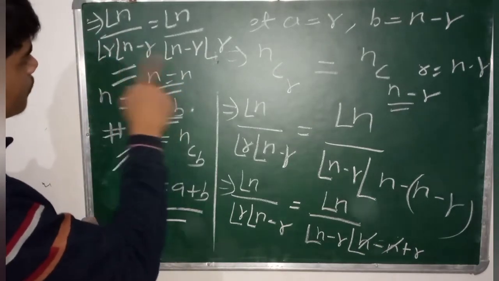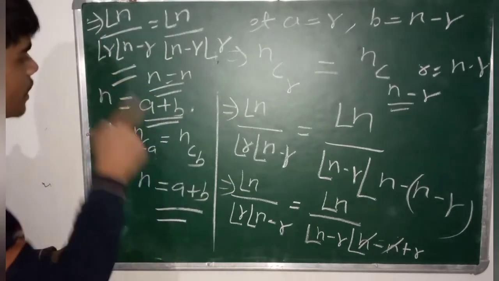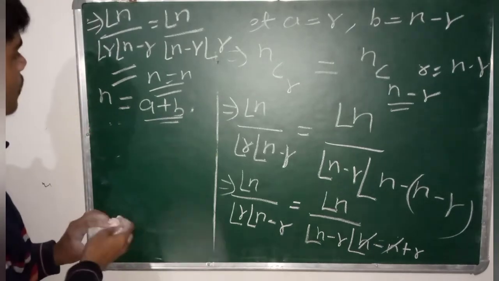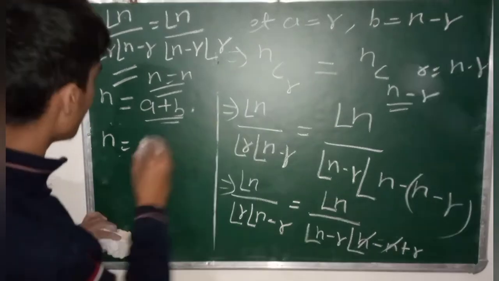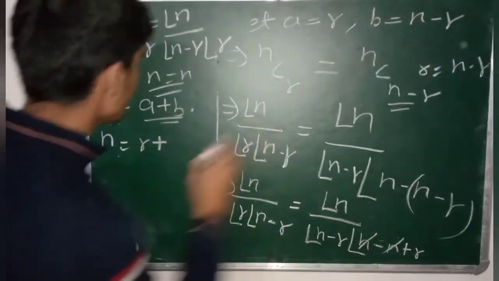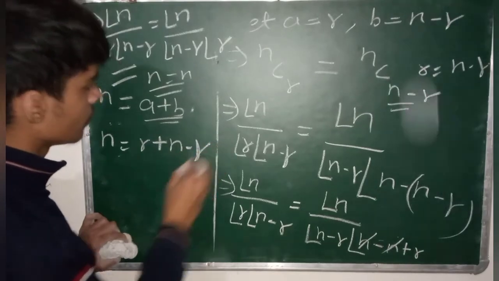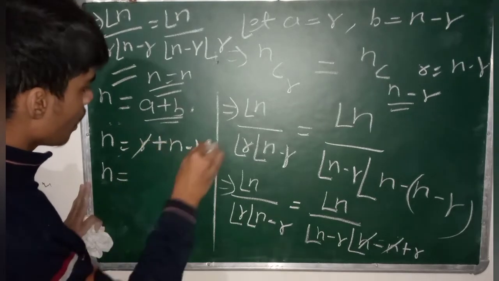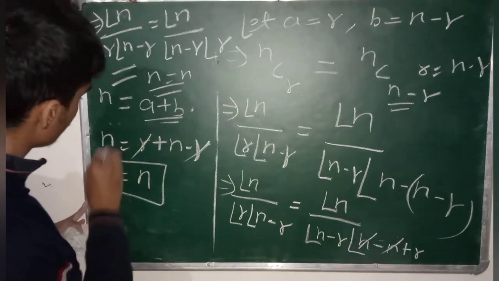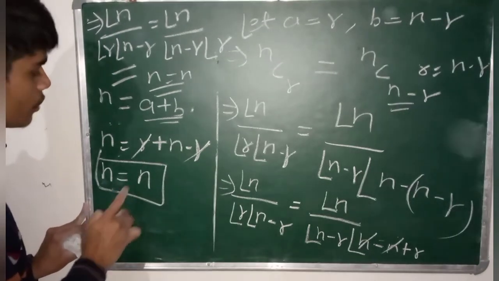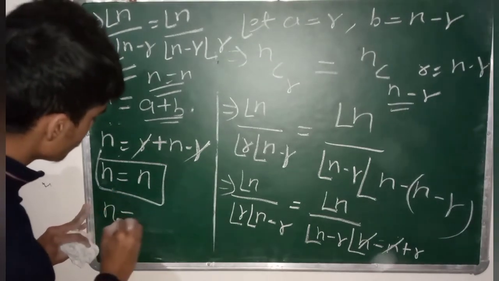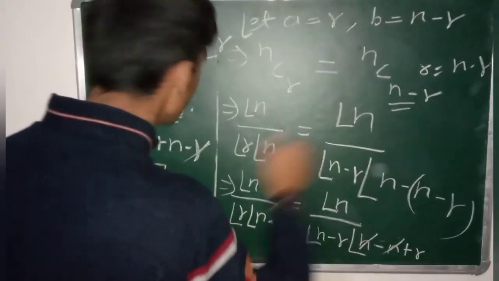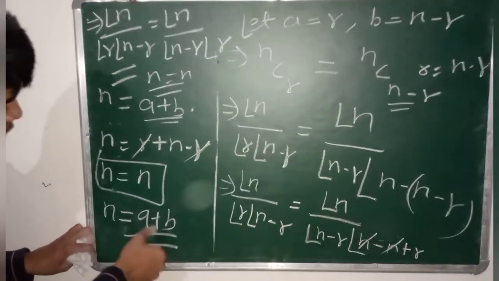we add r in both equations. Here, let's see this together. Here a equal to r plus b equal to n minus r. So here n equal to, r and r cancel, so n equal to n. So see that n equal to n. So we conclude that n equal to a plus b. This is our formula. When nCa equals nCb, then n equals a plus b.